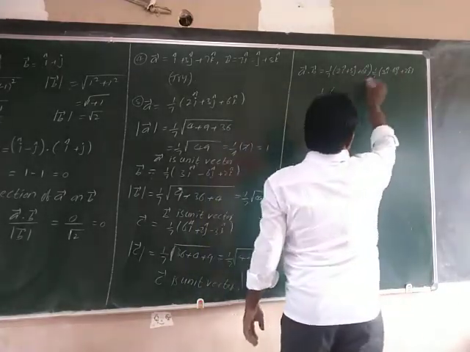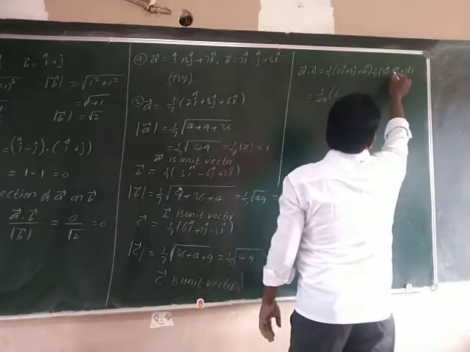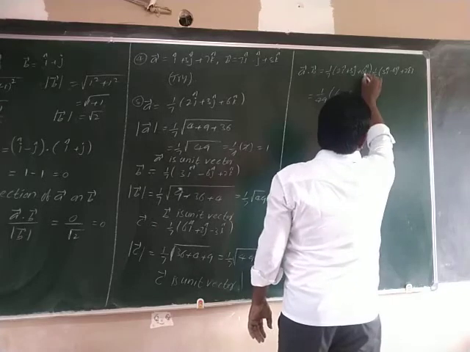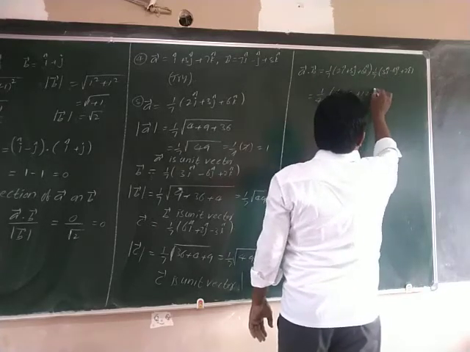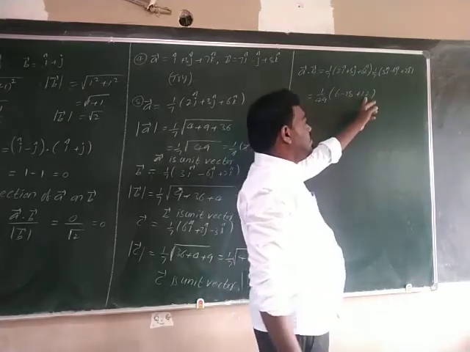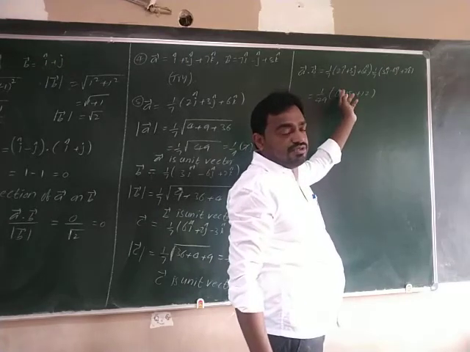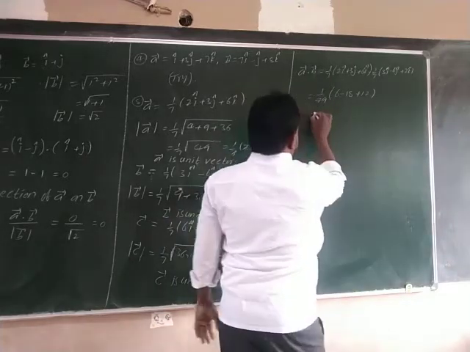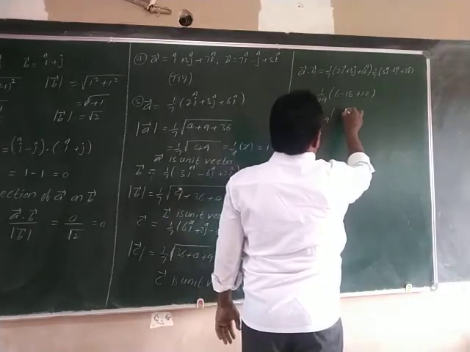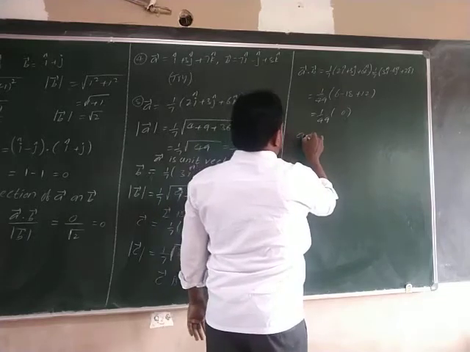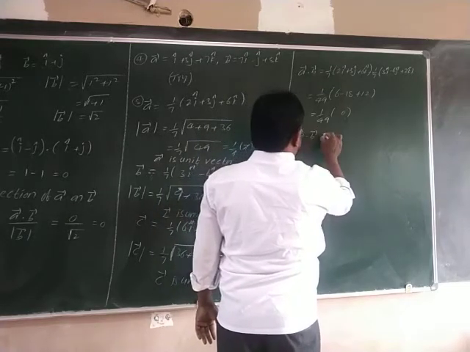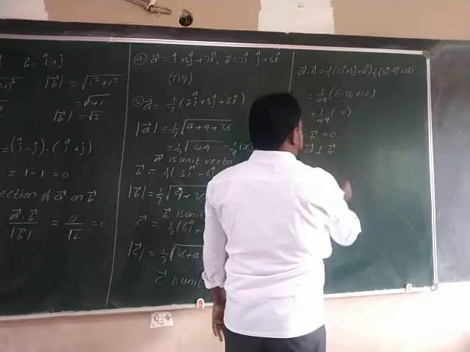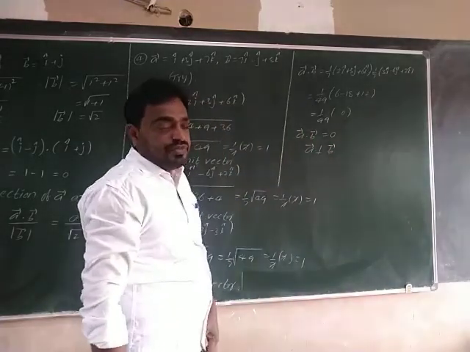2 into 3 is 6, 3 into minus 6 is minus 18. Next, 6 into 2 is 12. So 6 plus 12 is 18, minus 18 is 0. Total is equal to 1 by 49 into 0. Therefore, A dot B is equal to 0. That means vector A is perpendicular to vector B.